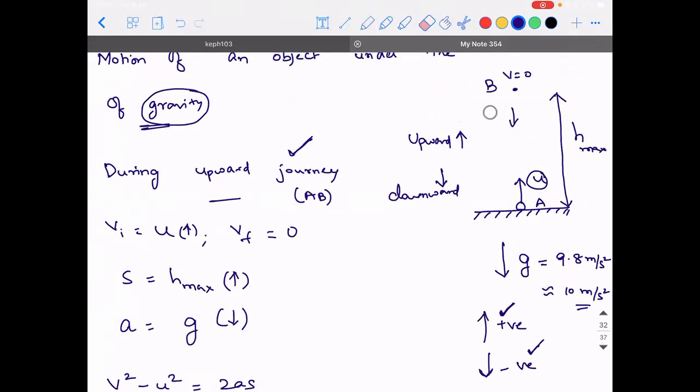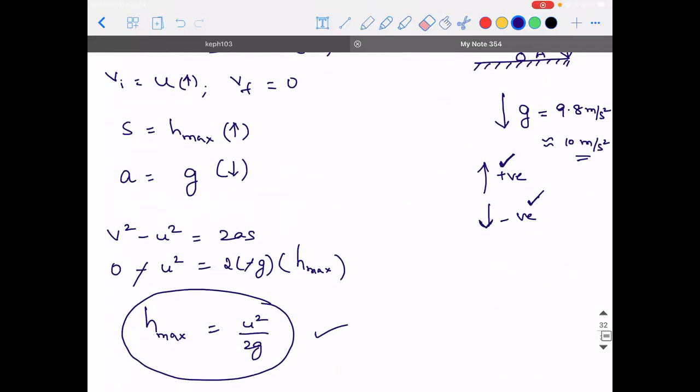When you take a particular scenario, if you fix the directions in the beginning itself, you should follow it till the end of the problem. And secondly, there is no hard and fast rule that I need to take only upward direction as positive. If I take upward as negative, downward will be positive. If you want, you can do it like that and you'll still get the same answer.